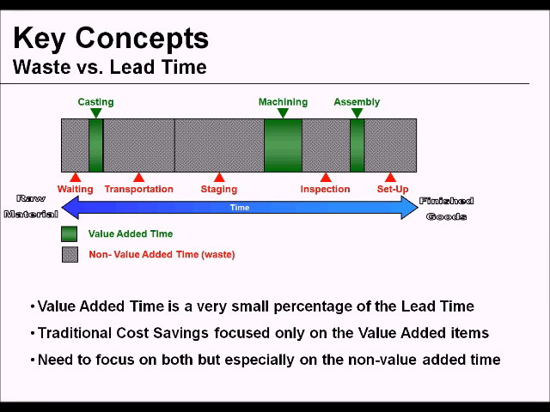Here's just an example of what I just talked about, where the green shows you the value added time, the things that the customer would want, and then the other dotted background is more of the non-value added, the waste time, things like the waiting, transportation, the staging, the setup, the inspection. So basically, those extra things are what add cost to the product.